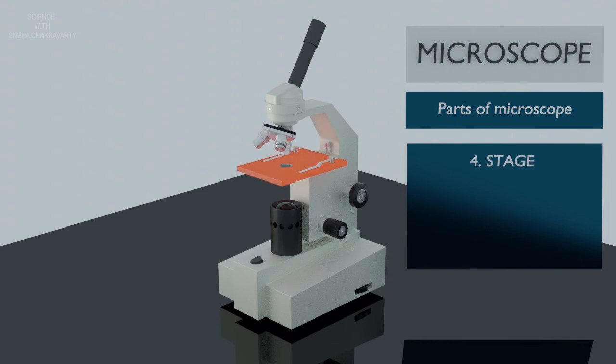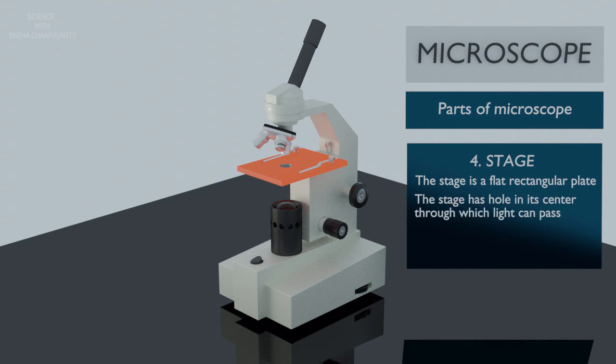Stage. The stage is a flat rectangular plate. The stage has hole in its center through which light can pass. The specimen is placed on the stage for examination.